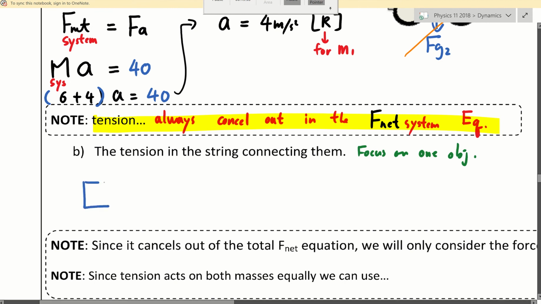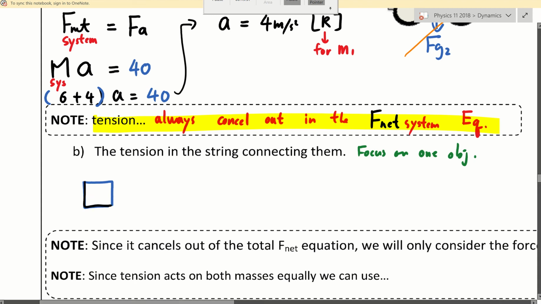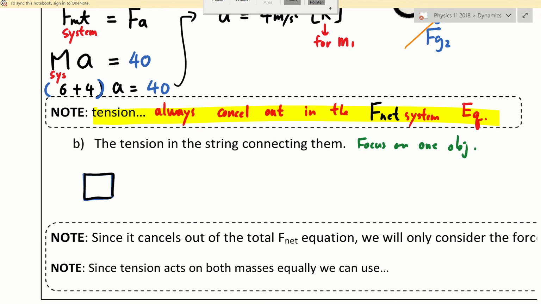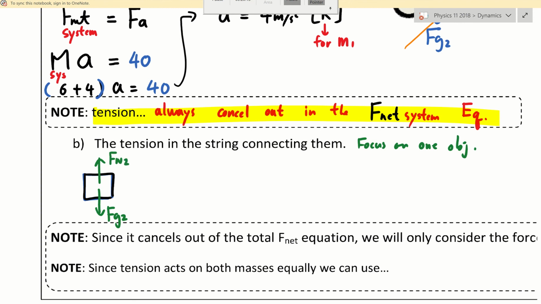So here's what you need to do. Pay very close attention and take notes. First, draw the object again. Then complete its free body diagram with all the forces on the picture. Basically, just copy the free body diagram.